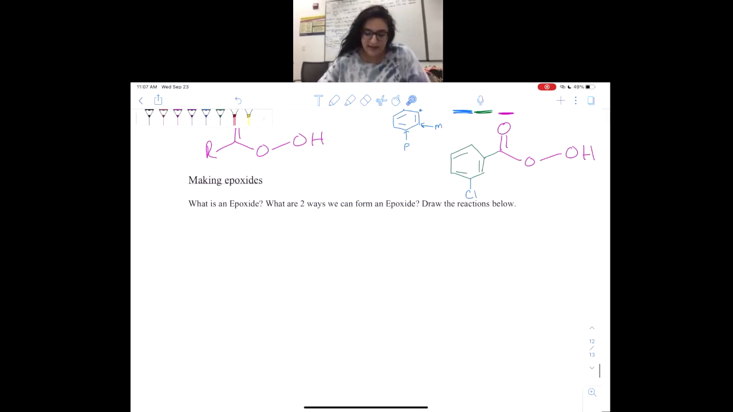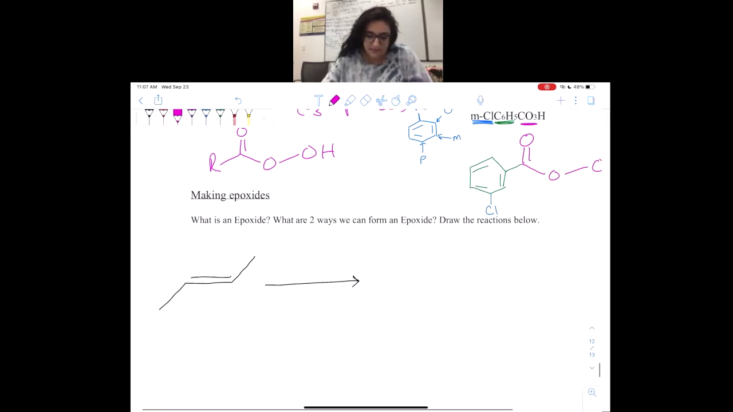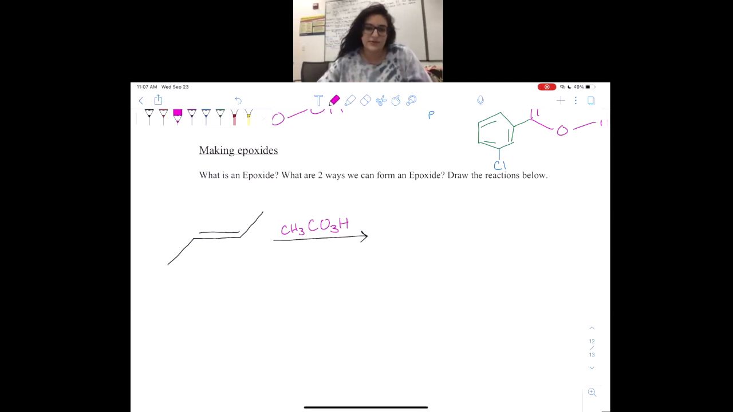Someone already said before that you react an alkene. So let's draw out an alkene. And you're going to react it with a peroxide. It doesn't matter which one you use. So let's just say just a generic CH3CO3H. So the R group was just replaced with a methyl.